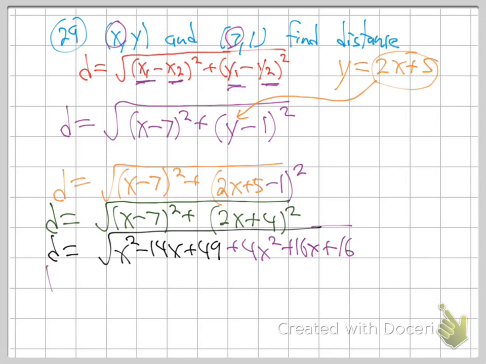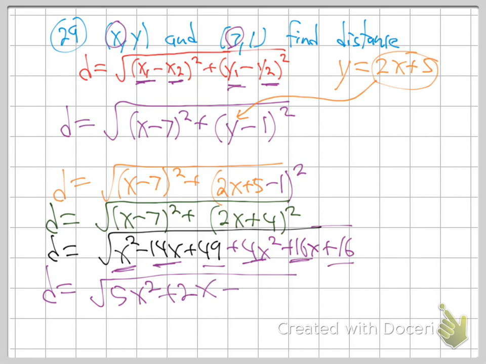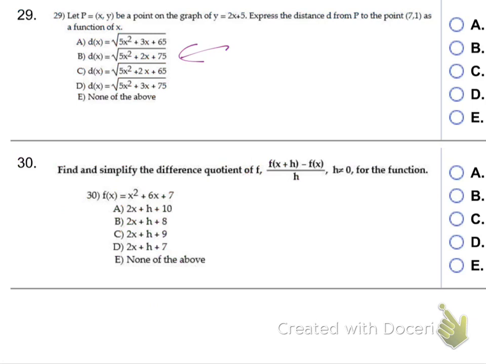And so then gather like terms. So x squared and 4x squared, 5x squared, minus 14x plus 16x is plus 2x. 49 and 16, what's that? 65? So there we go. Answer B. Is it B? Yes, it's B.